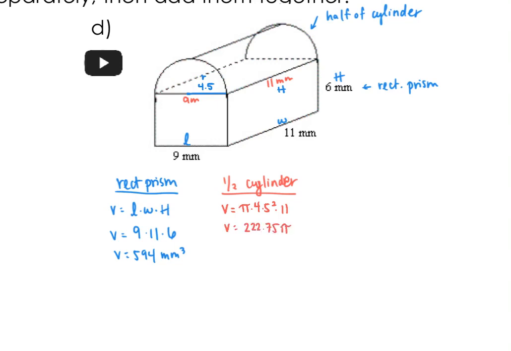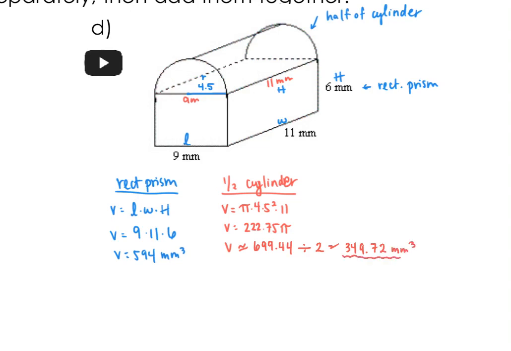So 222.75 pi. And then we're going to get the approximate answer because you can't add together something in terms of pi and just a number. We need to have them both be numbers. So 222.75 times 3.14. You get 699.44 approximately. Remember, that's the volume as though it is a whole cylinder, but since it's half a cylinder, we're going to divide that by 2. So you get 349.72.